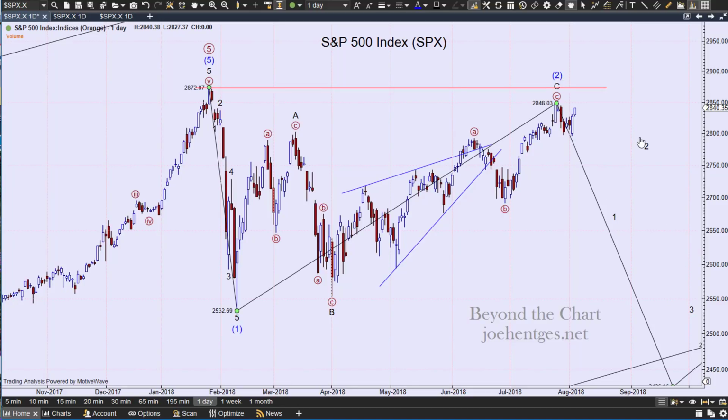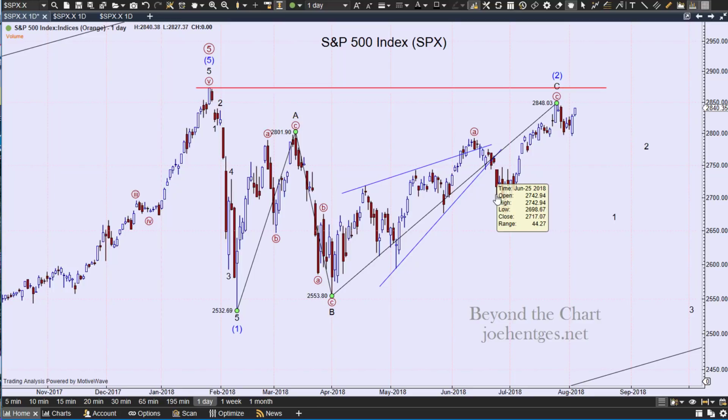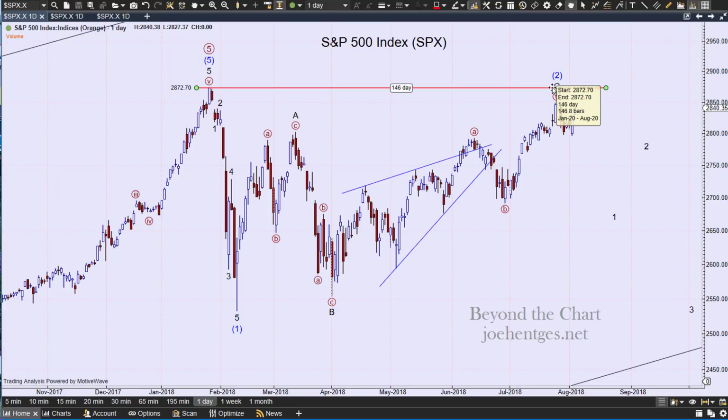So let me step back. Here's what we're currently tracking. We're tracking an intermediate wave 1 to the downside and an intermediate wave 2 pullback. Within that intermediate wave 2, we've got a 3-wave A, B, C. And within that C wave, we've got an A, B, C. This is a leading diagonal for A. Okay, so that's the pattern we've got.